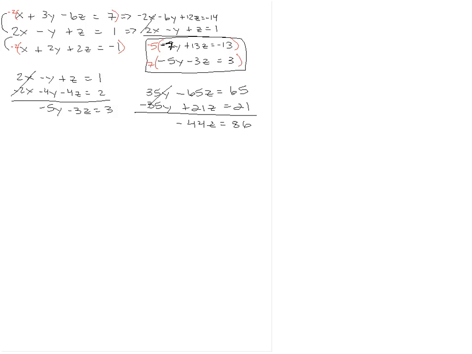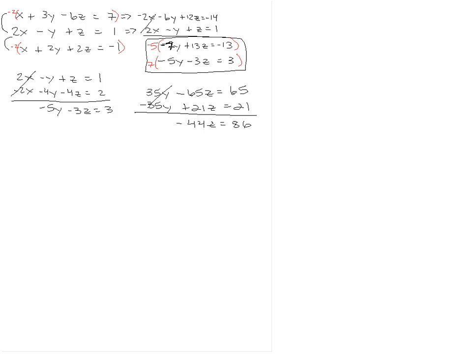Okay. Negative 2x, negative 6y, positive 12z, negative 14. 2x minus y plus z equals 1. Negative 6 and negative 1 is negative 7. 12 and 1 makes 13. And negative 14 and 1 make negative 13. That's correct. 2x minus y plus z equals 1. Negative 2x, negative 4y, negative 4z, positive 2. That's gone. Negative 5, negative 3, and 3.